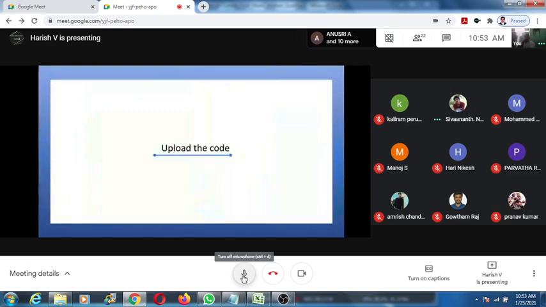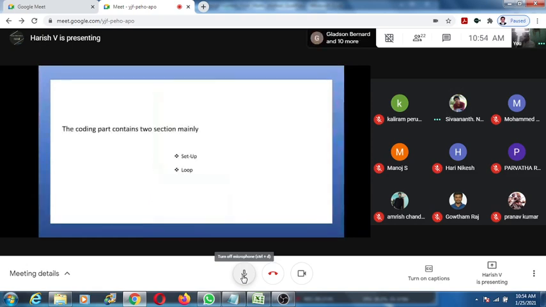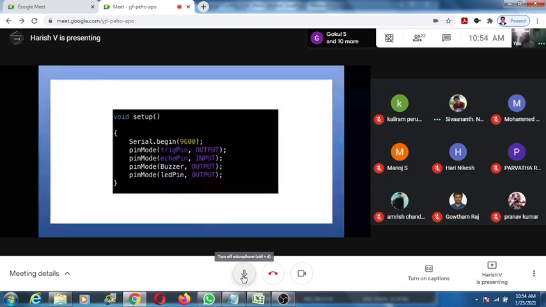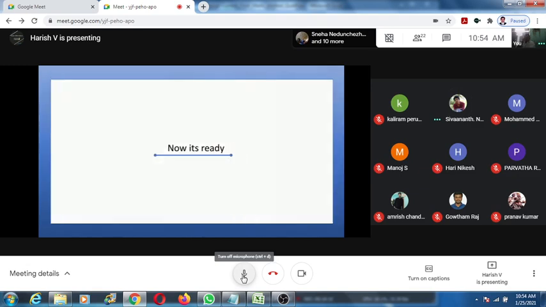Let's upload the code now. Let's open the Arduino Droid app and begin to code. The coding part contains mainly two sections: the setup section and the loop section. The setup section decides the connections of our Arduino. We set the trigger pin to output, the echo pin to input, the buzzer to output, and the LED pin to output. The loop section decides the working of our Arduino. Now it's ready.